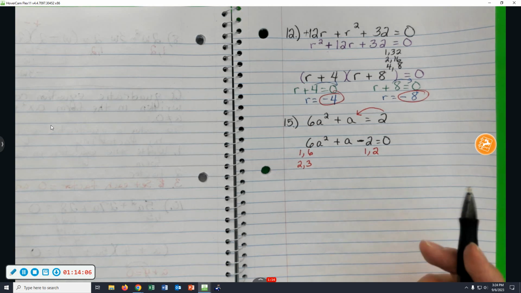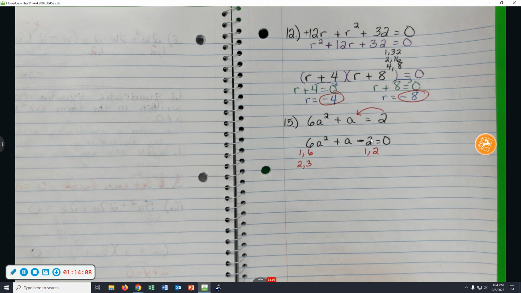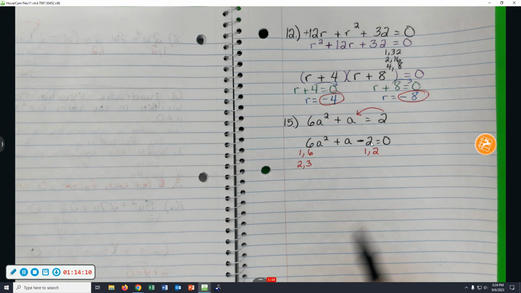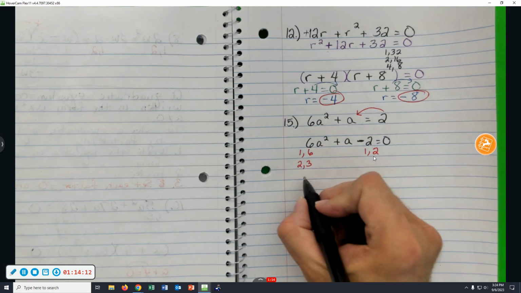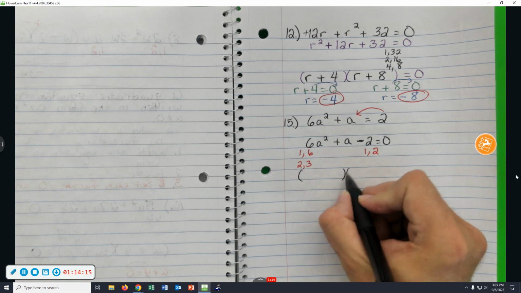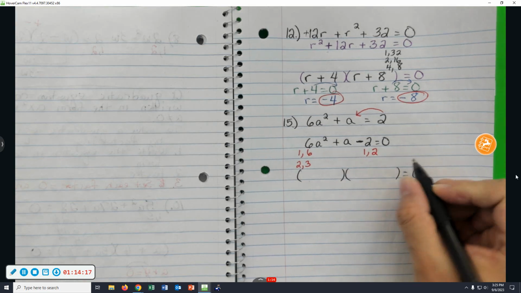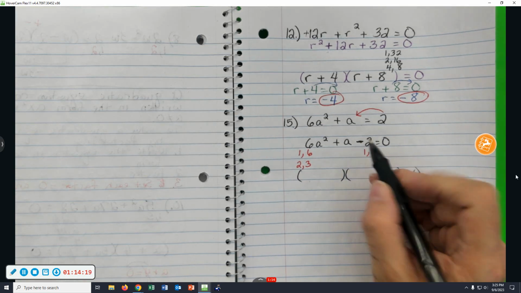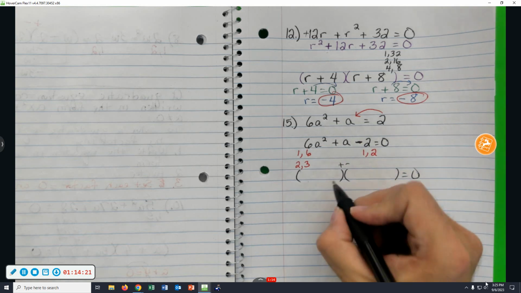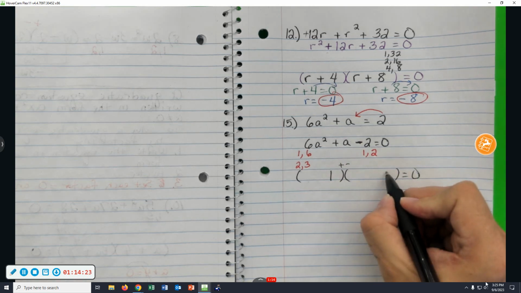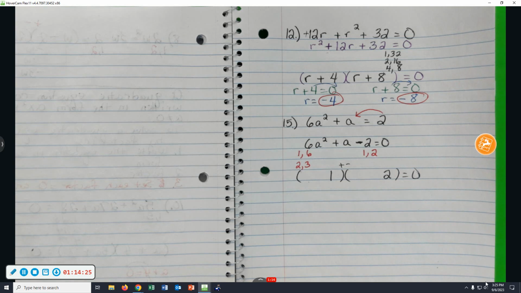Well, let's see. I like the fact that for 2, there's only one possibility. 1 times 2, that's something, right? So we said that there's a plus and a minus. Second sign is negative, so 1 plus, 1 minus. What do y'all want to try? 2 and 3, or 2 and 3?